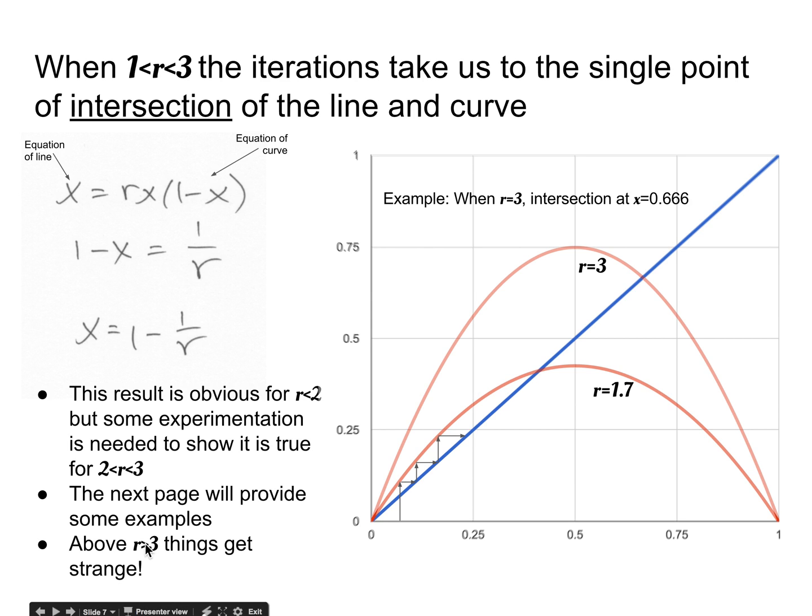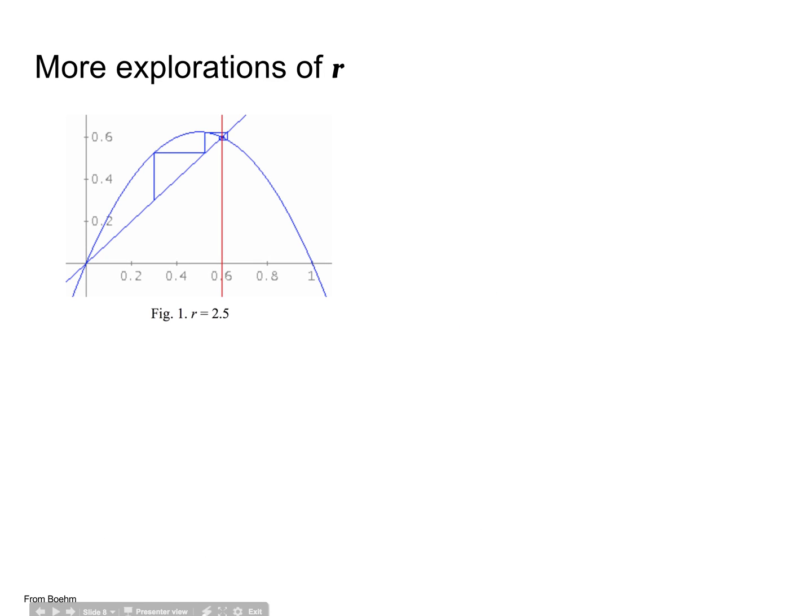Now, I'll just warn you ahead of time, when R is bigger than 3. So here we're only doing 1 to 3. When R is bigger than 3, things go crazy. And we're about to see that. So here's R equals 2.5. And this is the same kind of technique I showed earlier. I copied this from a reference right down here. So he did not use red and blue the same way I did. But nonetheless, if we start here, we go boom, boom, boom, boom, and we end up at the point of intersection of the two curves because R is less than 3.